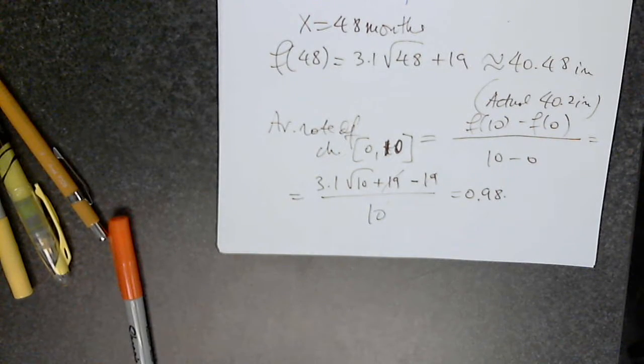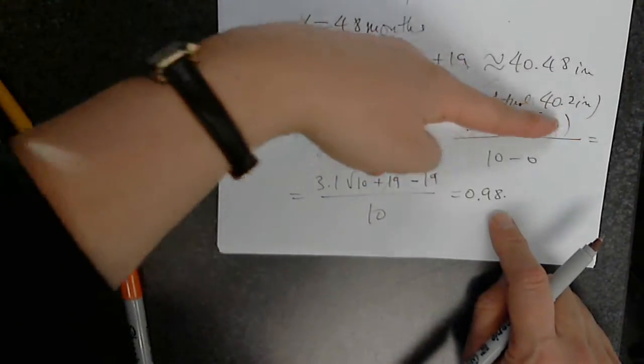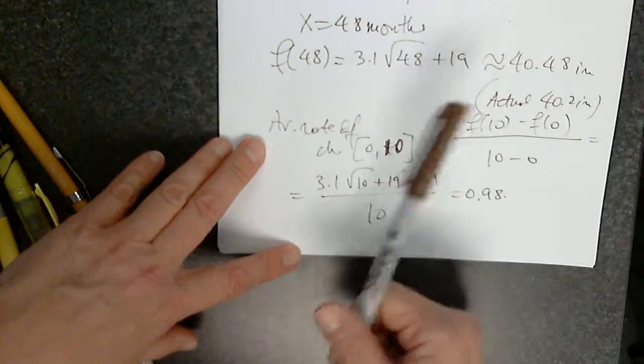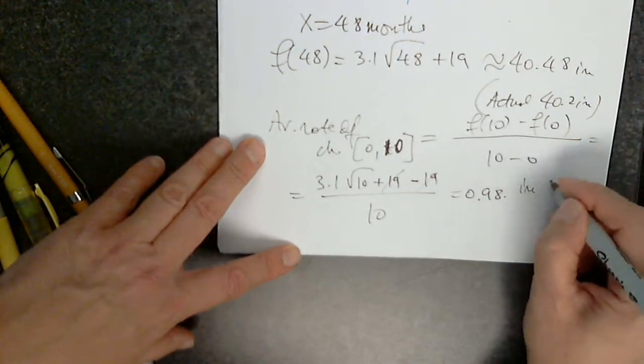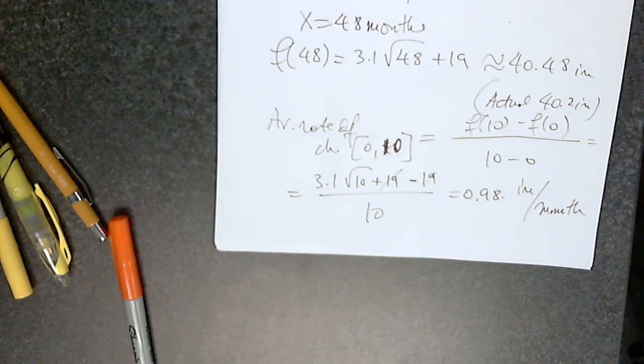Per? Yes. Because remember, the average rate of change has a measurement unit for the top and a different measurement unit for the bottom. So that's why this is inches per month. So what does it mean? Between birth and 10 months old, their height on average increased by roughly 1 inch.